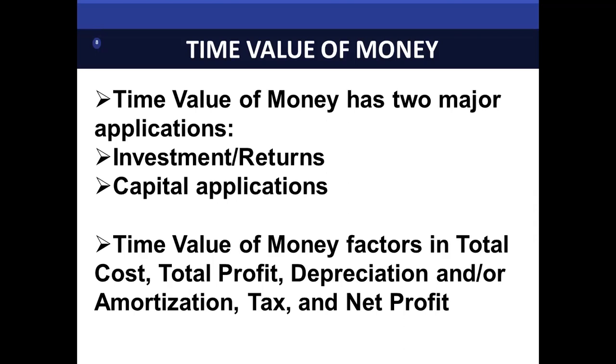So you're not just going to make profit from the business. While calculating your costs, you factor in the depreciation of the items. You factor in the amortization involved. You factor in the tax. Okay? So the time value of money factors in total cost, total profit, depreciation, amortization, tax, and net profit. Now, for you to analyze a business adequately, you must factor in depreciation. You must factor in amortization. You must factor in cost. You must factor in tax. You must factor in profit before you arrive at your net profit or net value.